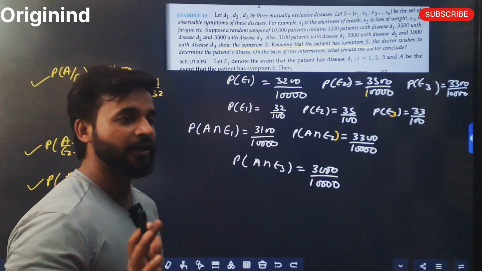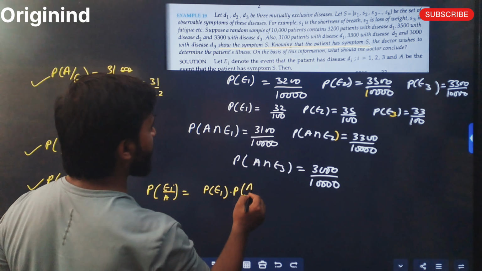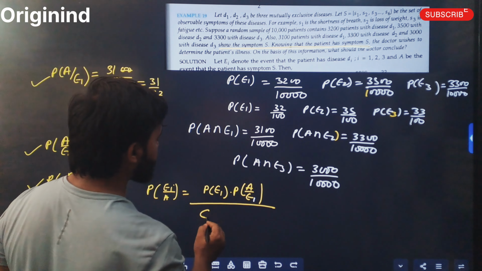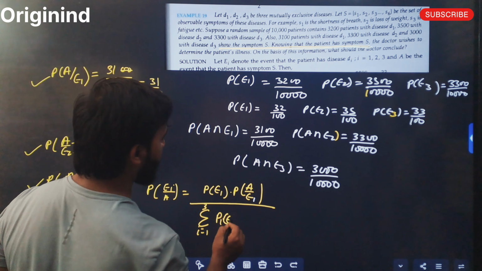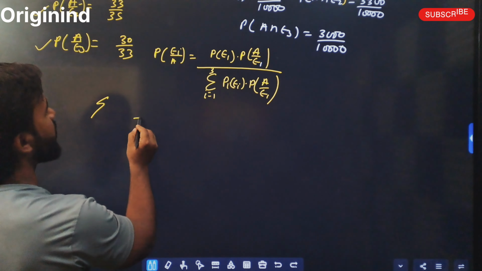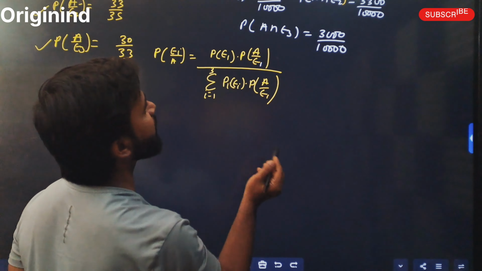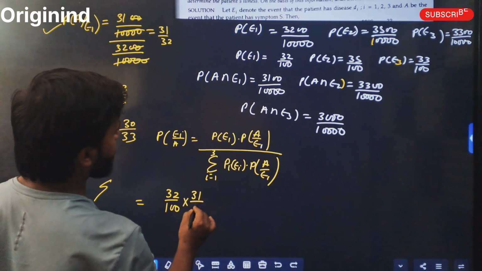E1 by A means P of E1 into P of A by E1, divided by the sum for i equal to 1 to 3 of P of Ei into P of A by Ei. Okay, i values 1 to 3. Now we have the condition. It is equal to P of E1. How much is P of E1 given? P of E1 is 32 by 100, into P of A by E1, which is 31 upon 32.